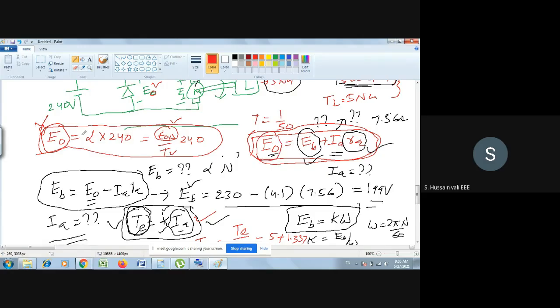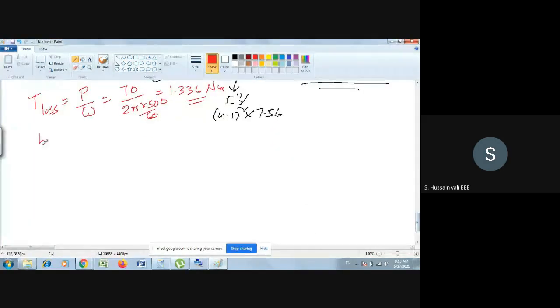Once we got the answer for E naught, we substitute E naught here. Then we get the answer for T on. That's it. So that's the first question. First question is solved. Now, what is the second question he is asking? With this T on, is the current IA continuous or not?